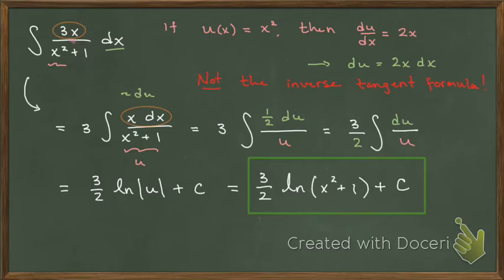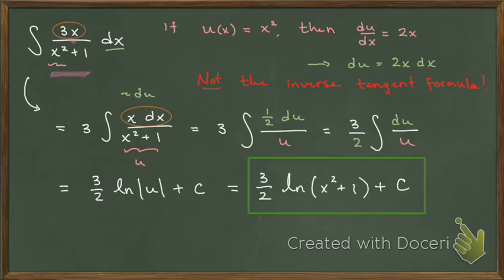Okay? Of course, I can check myself very easily by taking a derivative, and I should get back to the integrand of the original integral. Okay, so with a quick derivative, we check ourselves and we see that this antiderivative is indeed correct.